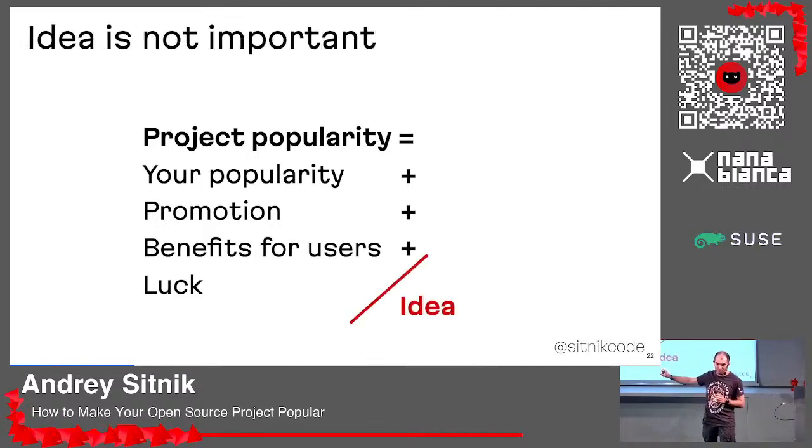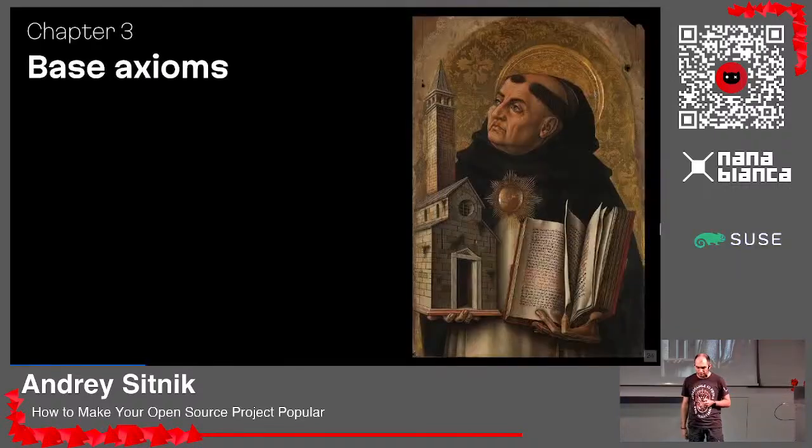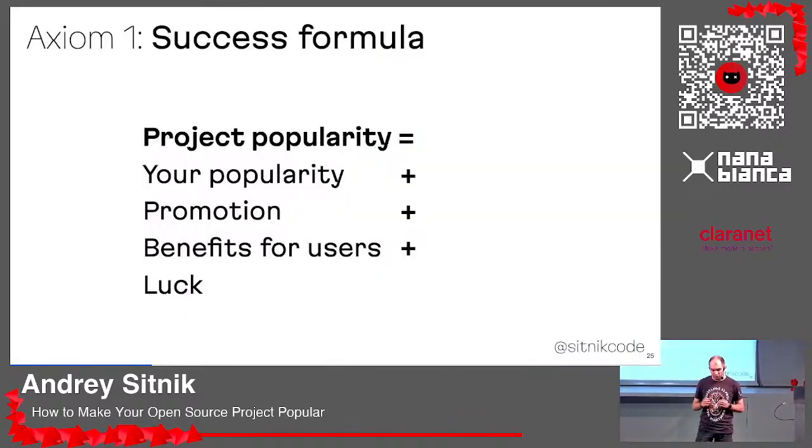And there is no idea here. It's only, from my experience, these 4 main reasons. But it doesn't mean that the idea is completely nothing. A useless project will not be popular, because benefits for users is part of the formula. OK, so how to use this formula? Let's go to basic axioms.